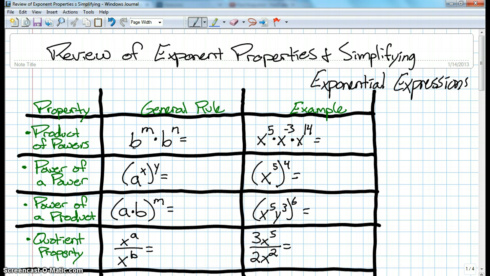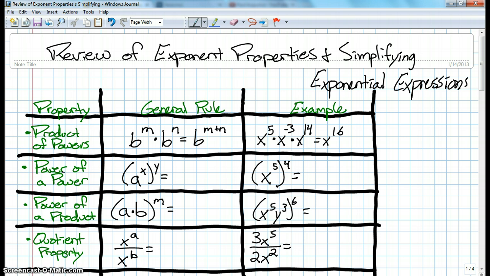The product of powers, the general rule here tells us if we have 2 exponential expressions that have the same base, b to the m power times b to the n. You'll recall the base here on both of these is b. If you multiply them, you actually add the exponents. It becomes b to the m plus n. So this example over here, it will become x, well, 5 plus negative 3 plus 14. 5 plus negative 3 gives us 2. 2 plus 14 gives us 16, so x to the power of 16.